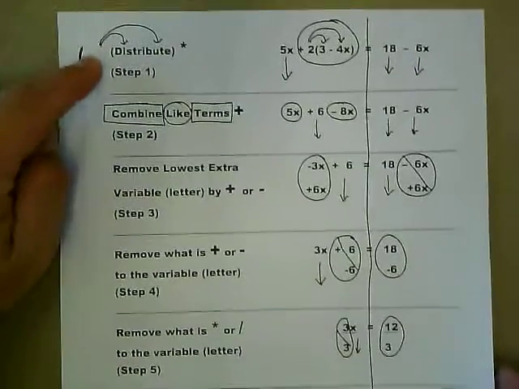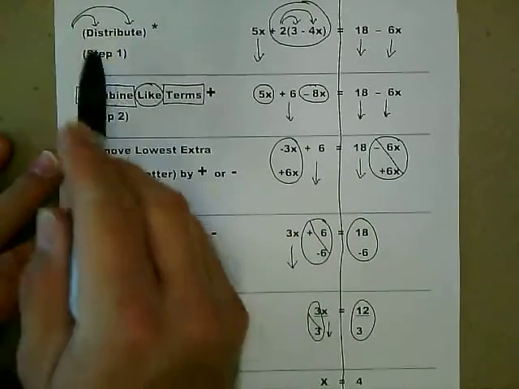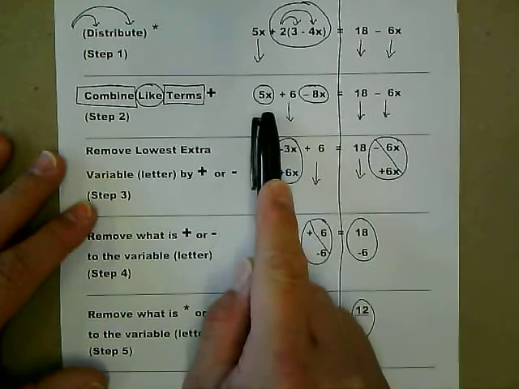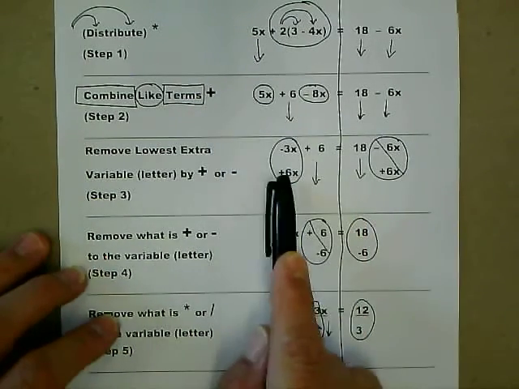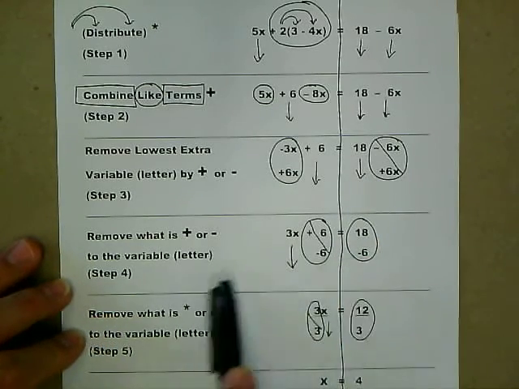You should be looking at this, and the problem I find with anybody who does this is they don't look at their steps. They don't look at how to distribute and look at the example, how to combine like terms and look at the example. Remove the extra variable. We're looking at the variable, not the extra numbers. So add and subtract, multiply and divide.